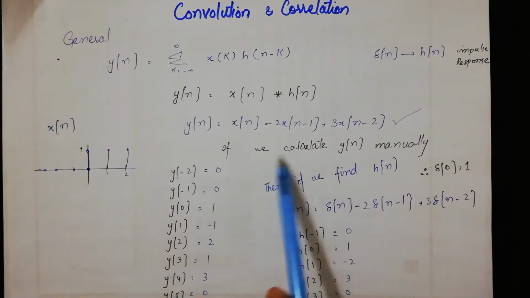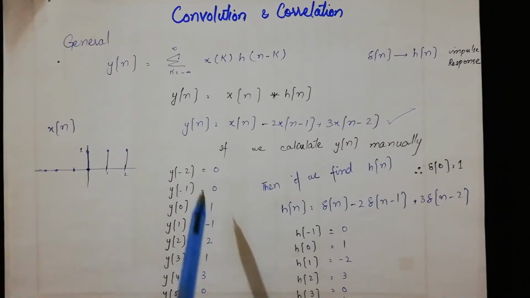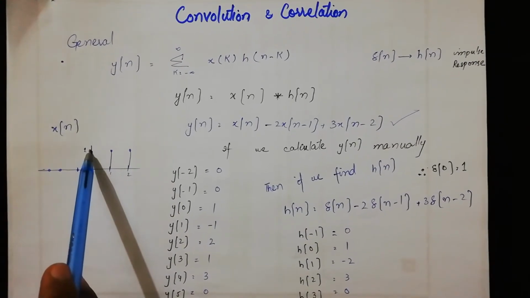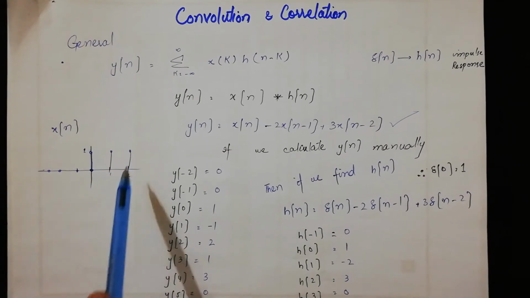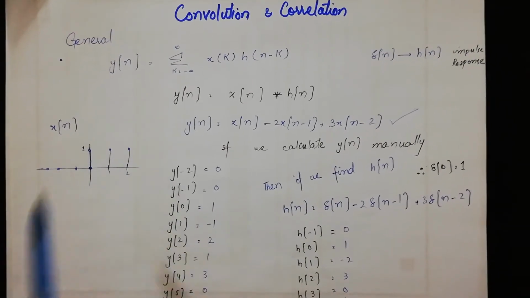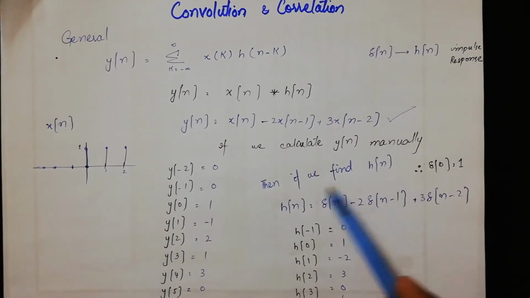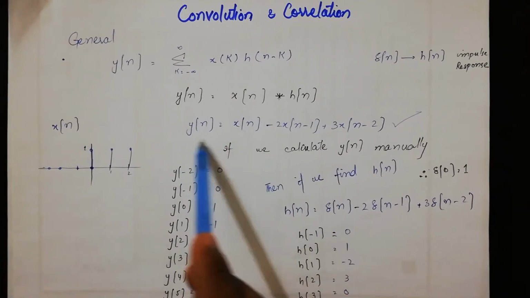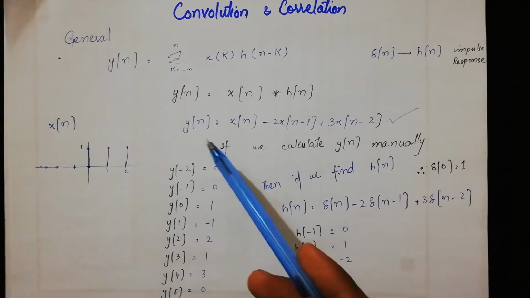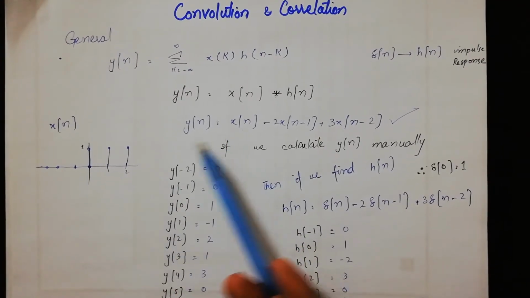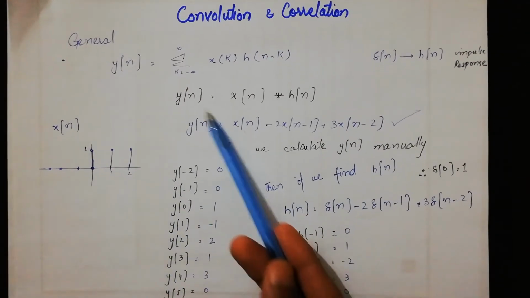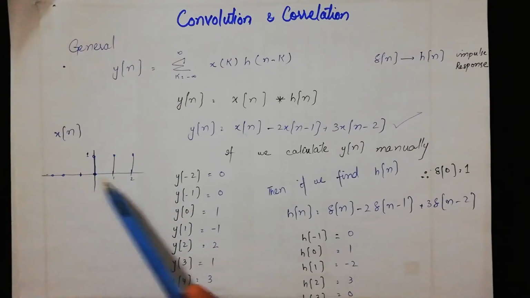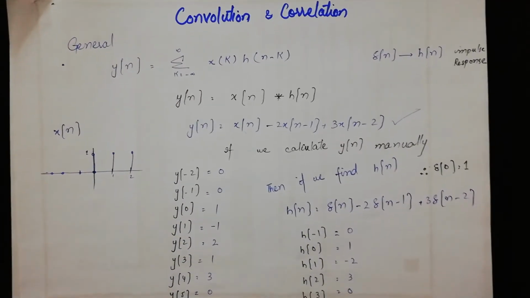If we calculate y[n] manually, the given x[n] is stated there. At 0 it has one value, at 1 it has one value, and at 2 it has one value. First of all, we find y[n]. We have x[n], then we put every value of x[n] here and calculate y[n]. So manually we calculate all these values of y[n] from this x[n].